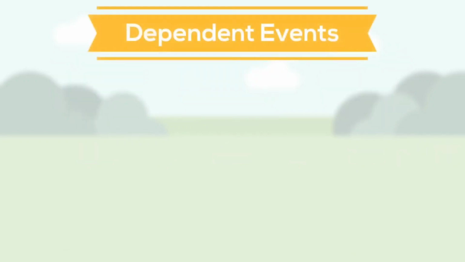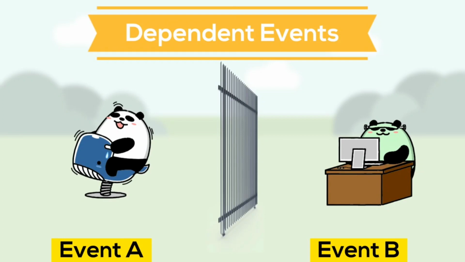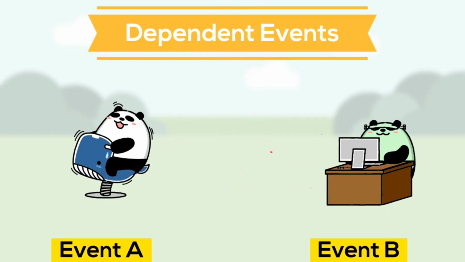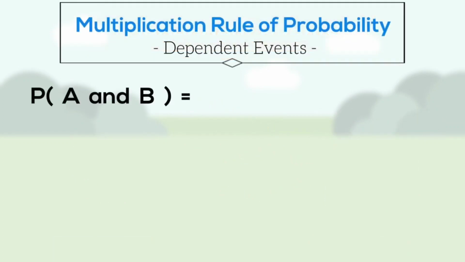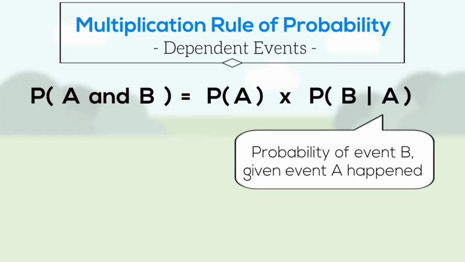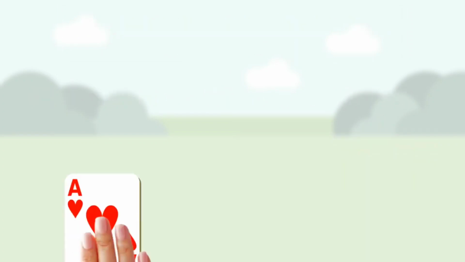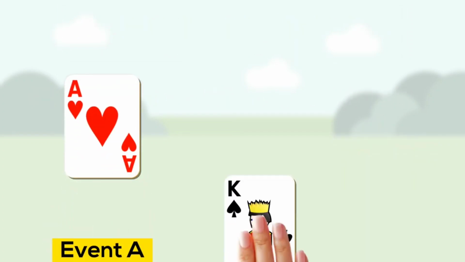What if the second event's probability is based on the outcome of the first event? In this case, the probability of the events happening together is a little more complicated. The probability of event A happening multiplied by the probability of event B happening given that event A happened. For example, what's the probability that you'll draw an ace, hold on to it, and then draw a king?